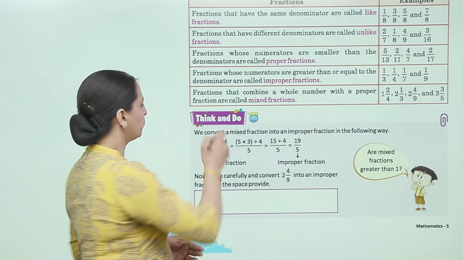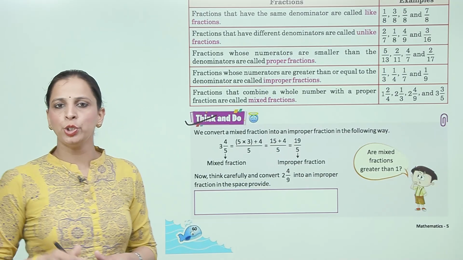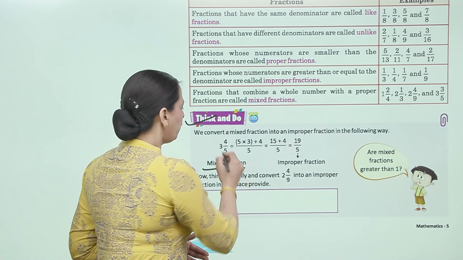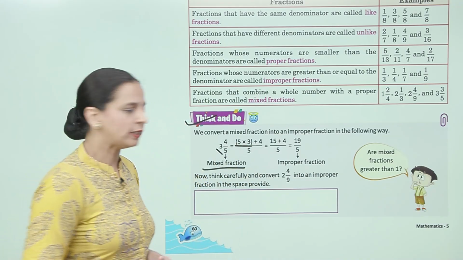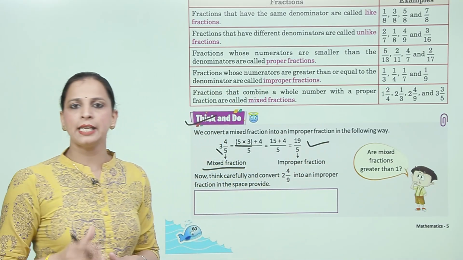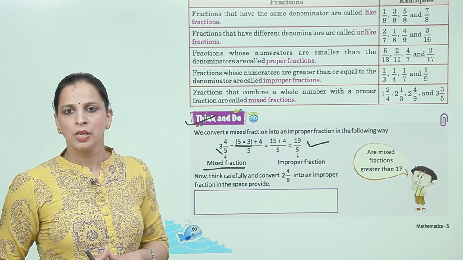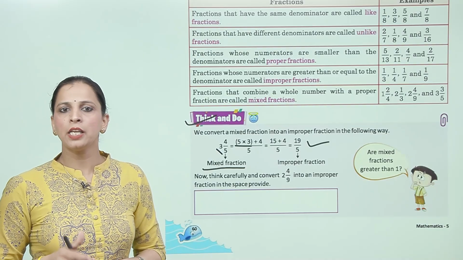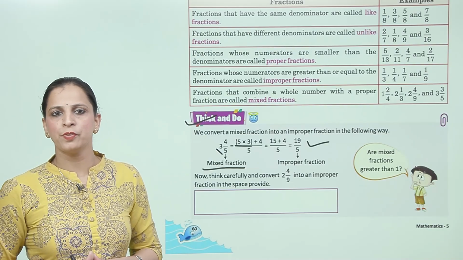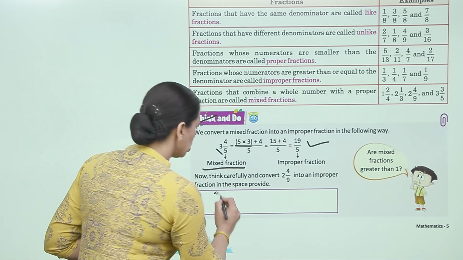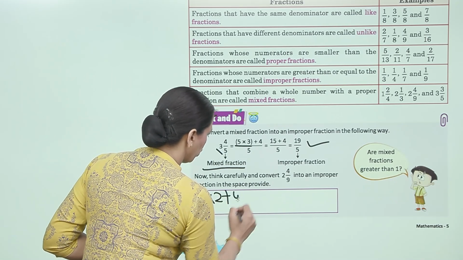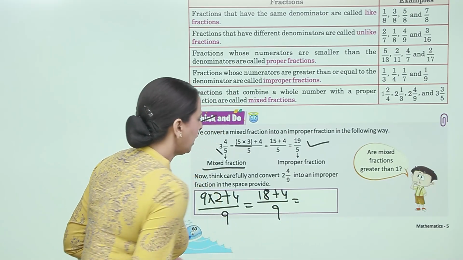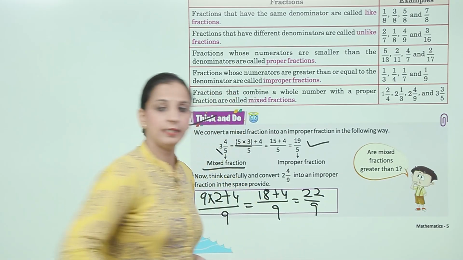Now, think and do. We convert a mixed fraction into an improper fraction in the following way. 3 and 4 by 5 is a mixed fraction. 5 multiplied by 3 plus 4, that is 15 plus 4 upon 5, that is 19 by 5, an improper fraction. Are mixed fractions greater than 1? Yes. Now, think carefully and convert 2 and 4 by 9 into an improper fraction in the space provided. That is 9 into 2 plus 4 upon 9. 9 twos are 18 plus 4 upon 9. 18 plus 4 is 22 by 9.